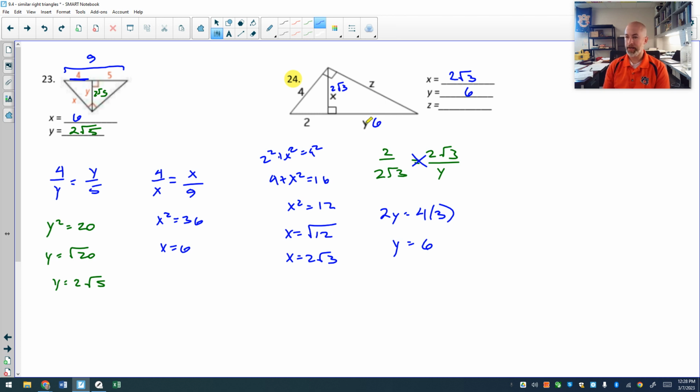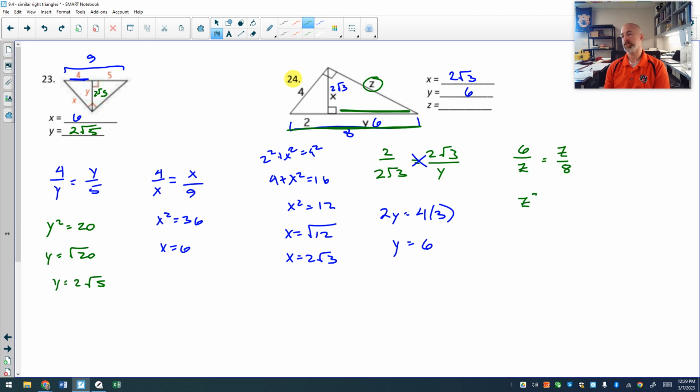And now that I have y, I can get z with a whole lot of options. I can either do Pythagorean theorem with the big triangle, because I know the entire hypotenuse is 8. Then I could say 4 squared plus z squared is 8 squared. But I'm going to do this just to reinforce the geometric mean concept. The leg of the original triangle is the geometric mean of the piece of the hypotenuse that touches it, which is 6, and the entire hypotenuse, which we now know is 8. And so I'm going to set it up that way. 6 over z is equal to z over 8.